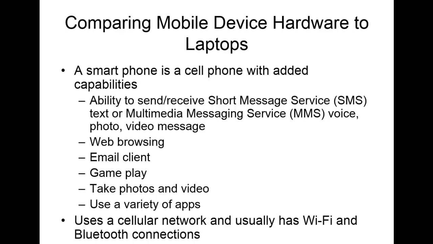And then if you have more than just text, you have voice, photos, video message. That's a multimedia messaging service, or MMS. A smartphone will have web browsing, so you'll have a browser that you can use on your phone, whether it's Chrome or Safari on an Apple device, whatever the case may be. You have a web browser. You also are going to have email clients, so you can send email, whether it's POP messages or Exchange. So have a variety there.